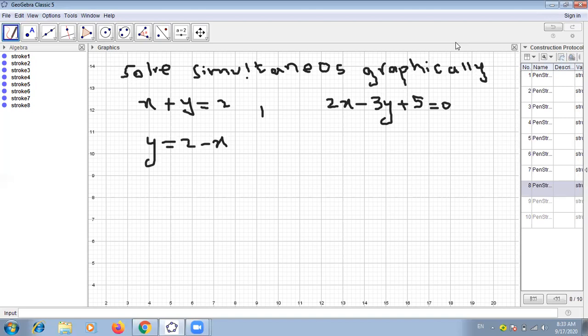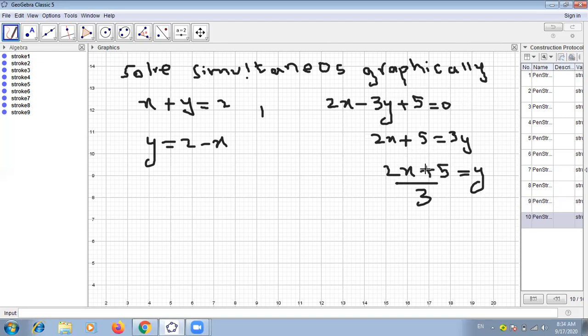So first of all, I convert this equation to y equals mx plus c. You can see y equals 2 minus x. I move this x to this side, so I get y equals 2 minus x. Same way, I move this minus 3y to this side and then move this 3 to this side so that it will become y equals mx plus c form. Now we can find the ordered pairs of both the equations.